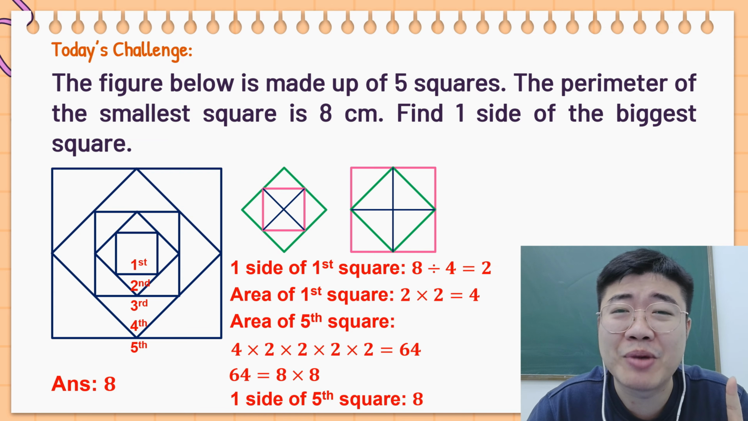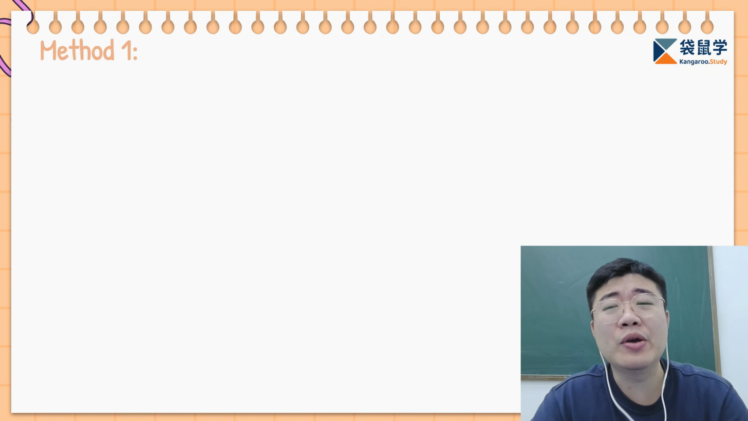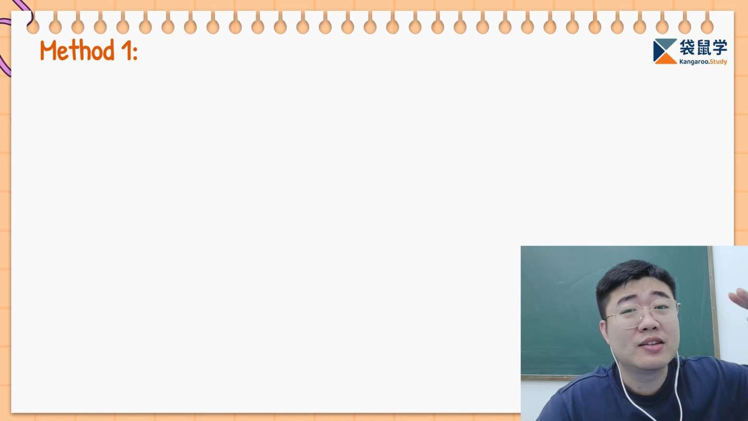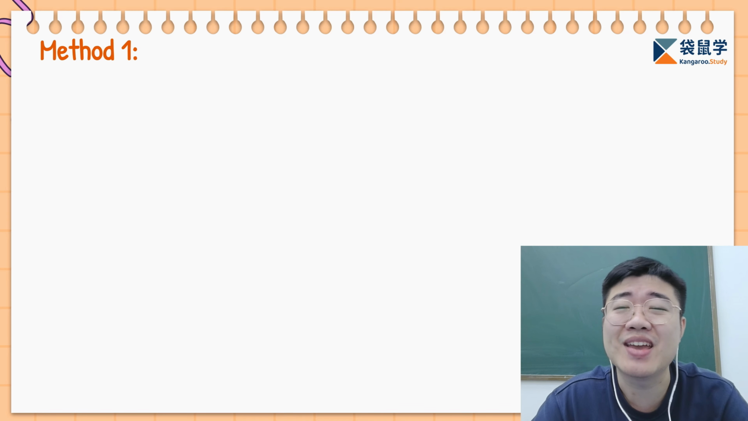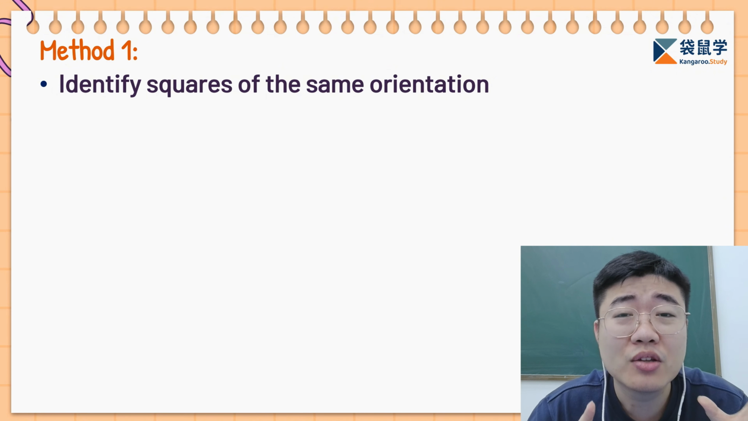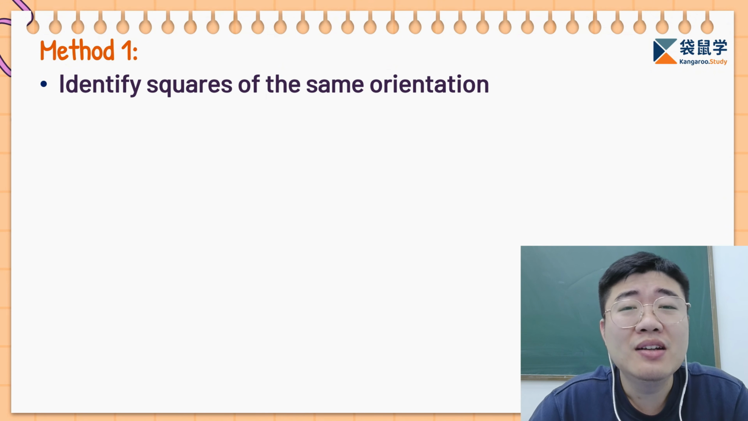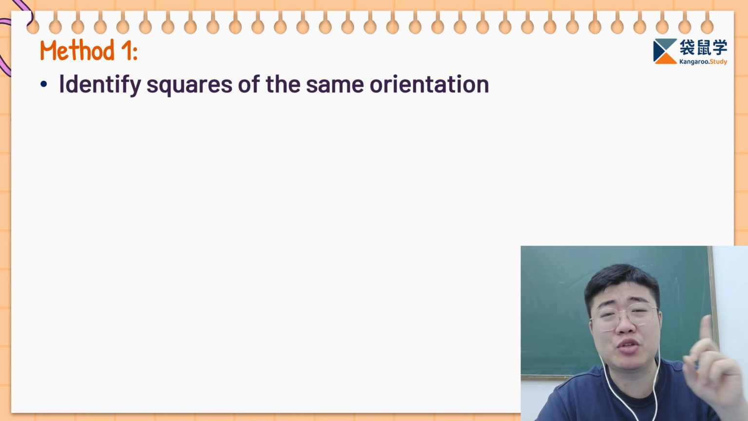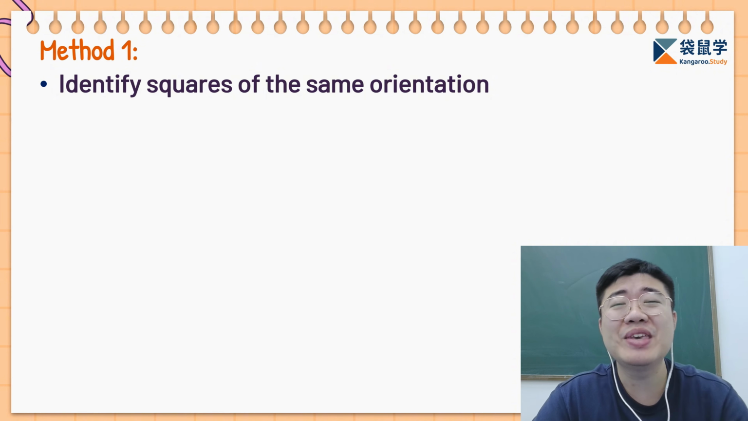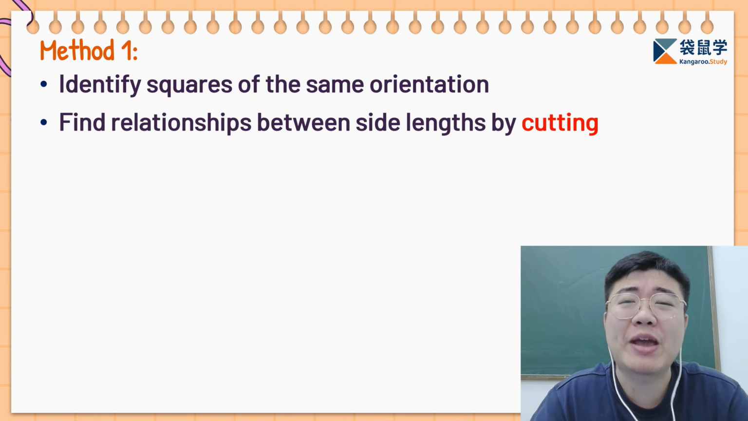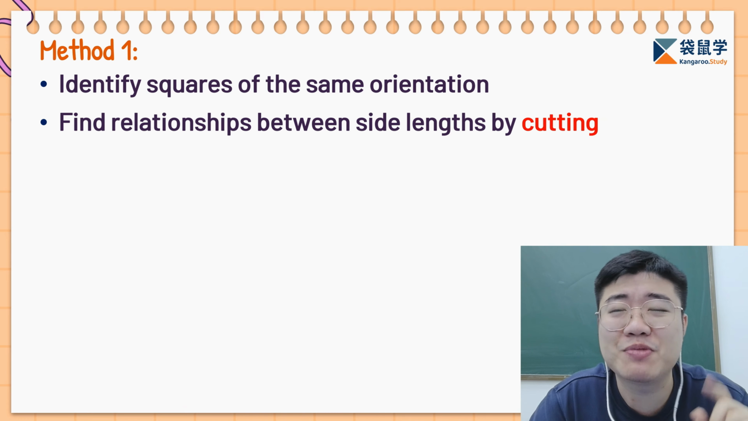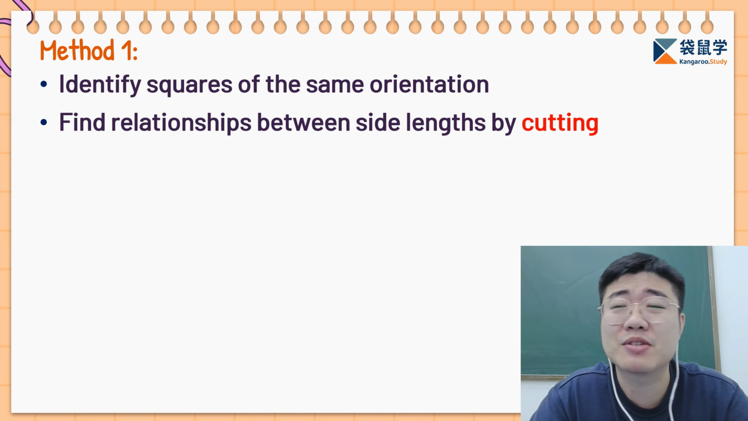So let's do a summary on these two methods here. Now, in the first method, what we did first is we identify those squares that are pointing in the same orientation. Those pointing in the same direction is easier for us to compare the side. Now, when we are finding the relationship between one side of the square, what method did we use? Perfect. We use the cutting method. By cutting them into small triangles, we are able to find the relationships. This time it is 2 times.